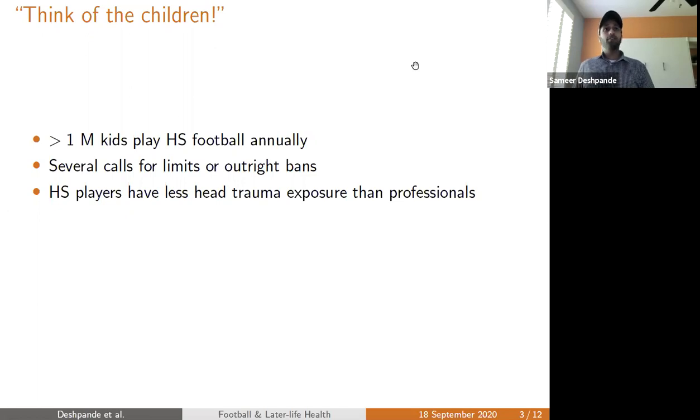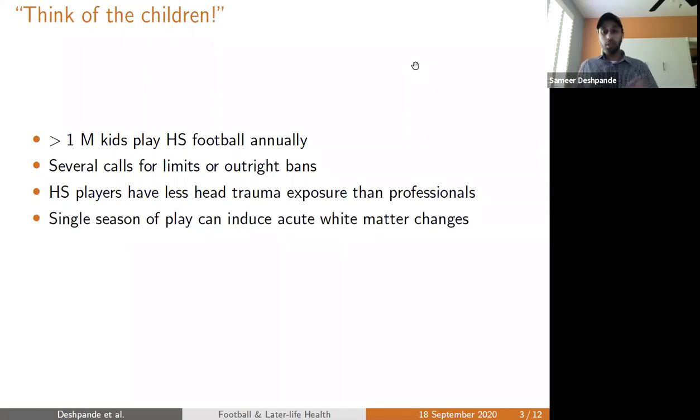On the other hand, you're going to have some parents and doctors who say that football is so inherently dangerous that even a little bit of participation can lead to catastrophic negative health consequences. And there are some small-scale neuroimaging studies that have identified acute white matter changes after a single season of play. What hasn't been established yet from those studies, though, is whether these changes persist over time and whether they lead to long-term complications.